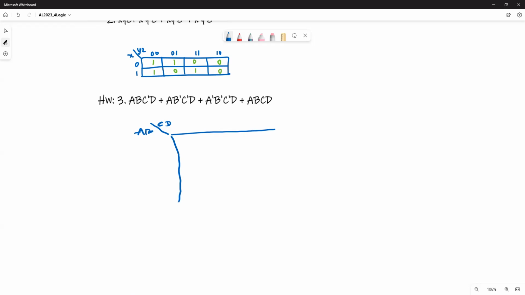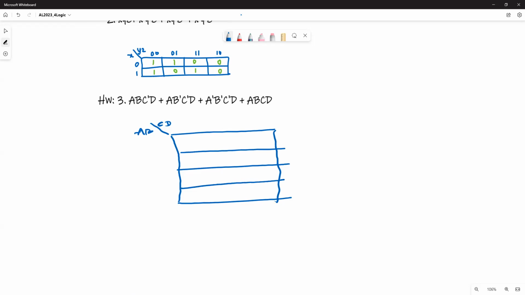So if you have 4 variables, we know that it's 2 to the power 4, which means 16, right? So this side we have 4. The other side also we have 4.